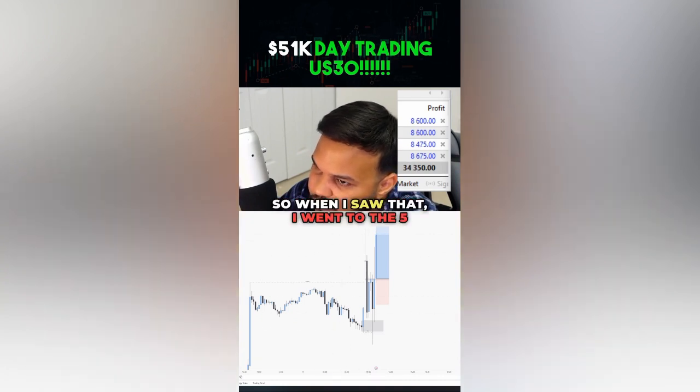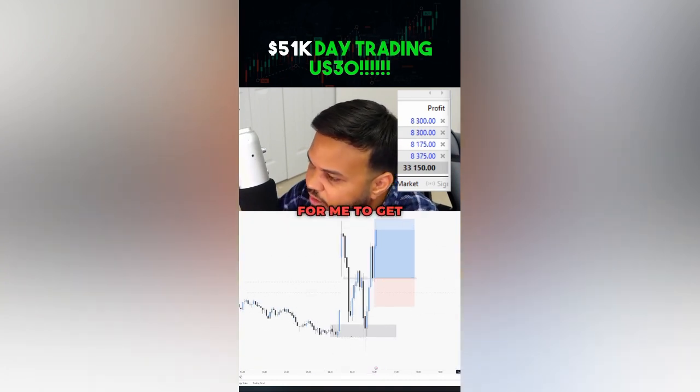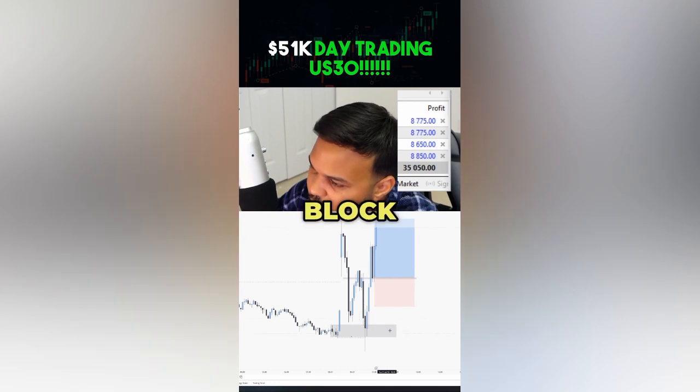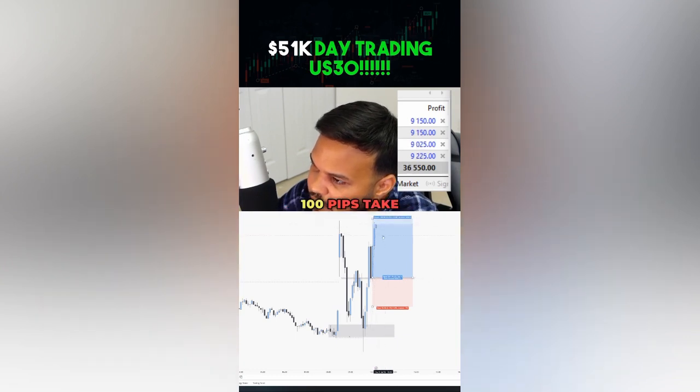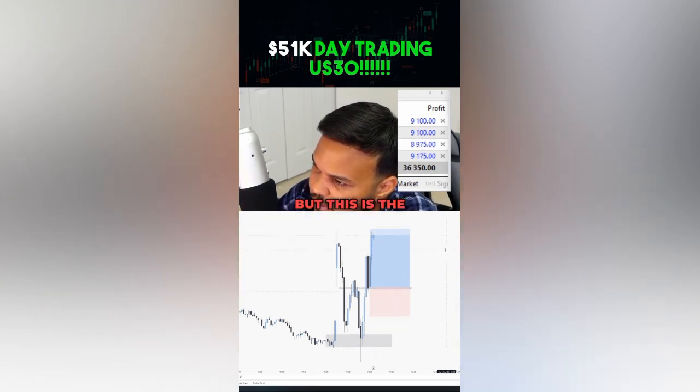So when I saw that, I went to the 5 minutes and wait for a small break for me to get in. So liquidity grab, one more time, order block top, then this break, then I wait for the market to come back into this lower high, which is my break, retest. I enter my position here, 50 pips stop loss and 100 pips take profit. So I'm almost hitting TP2 here, but this is the trade of today.